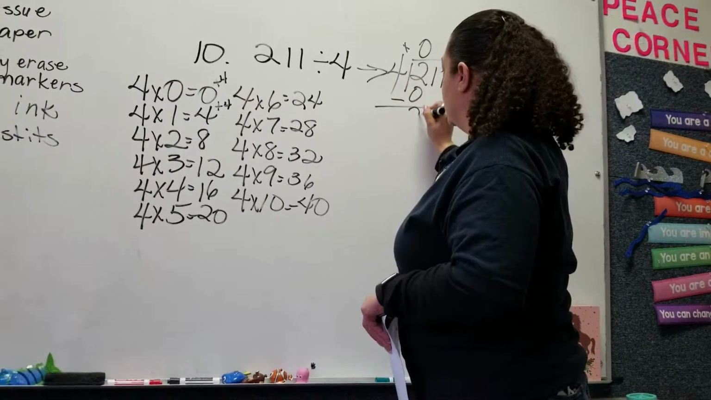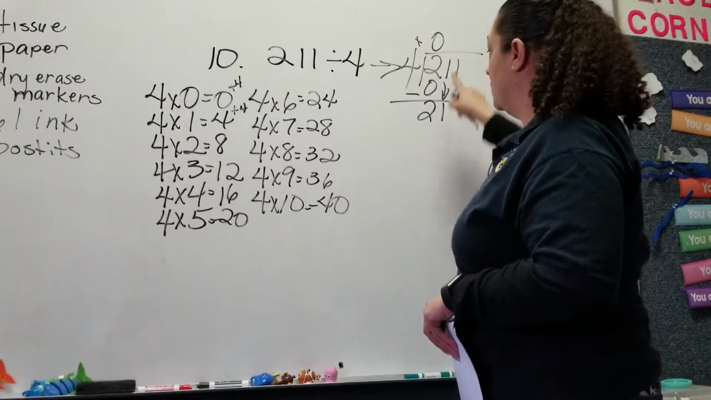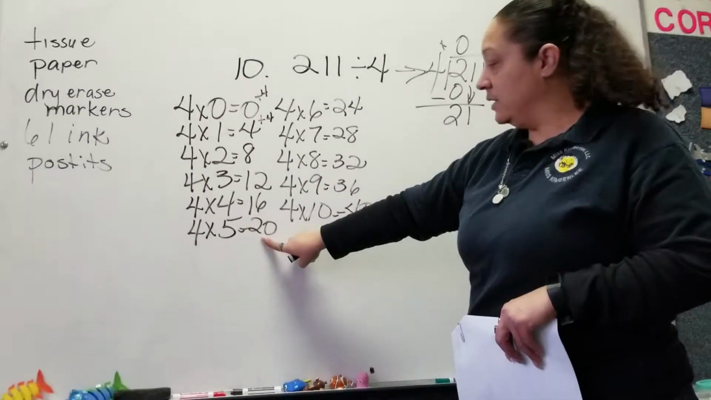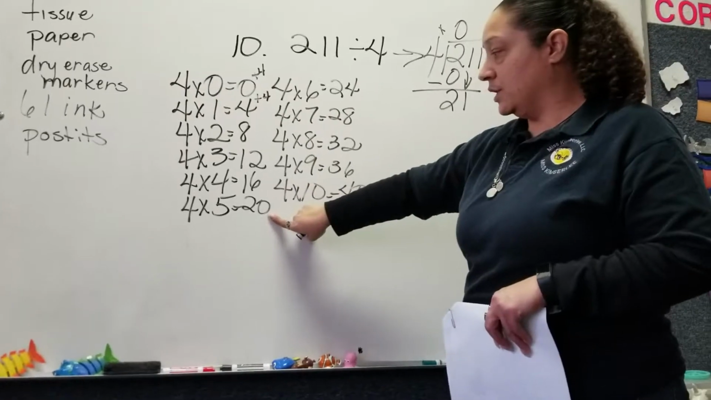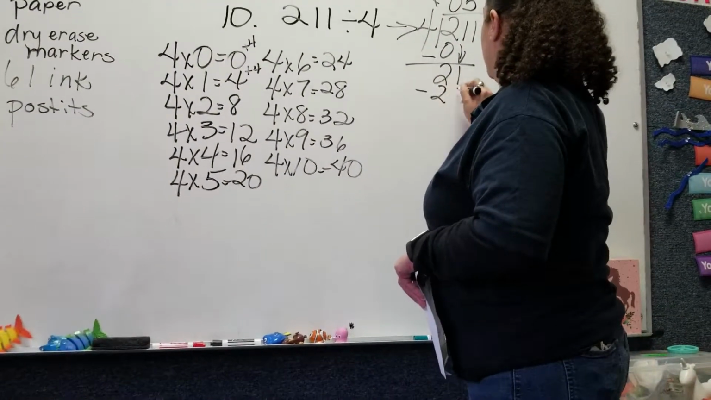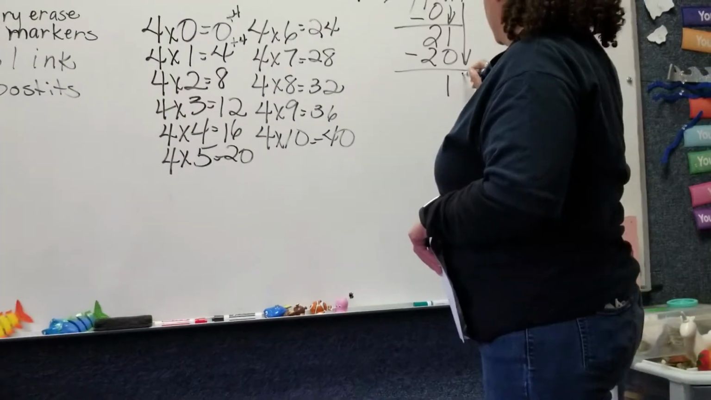Then we subtract, and then we bring down the next one, which is a 1. 4 times what will give you close to 21. We look over here. We have either 20 or 24. 24 is too much, so we're going to use 20, which is 4 times 5. And we subtract the answer. Subtract there, bring down the next one.